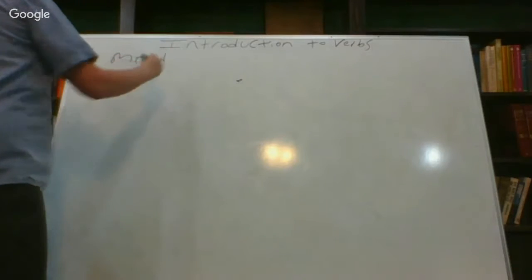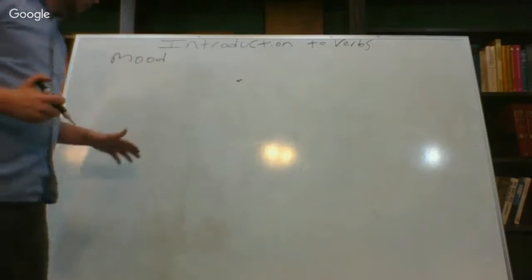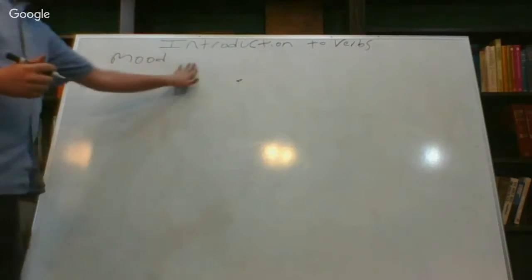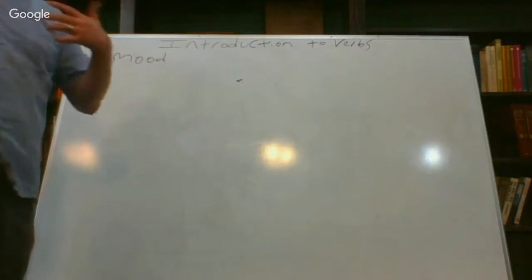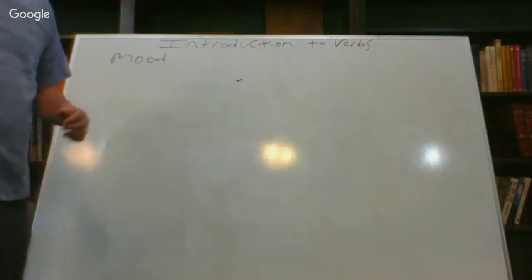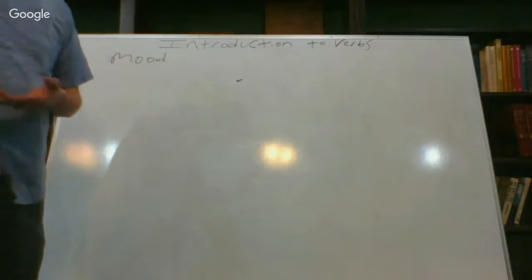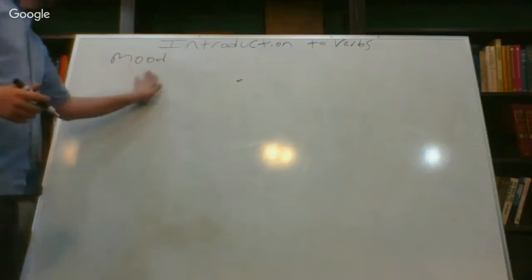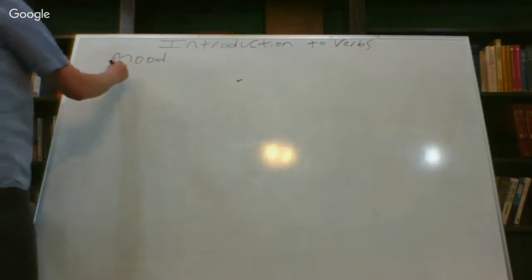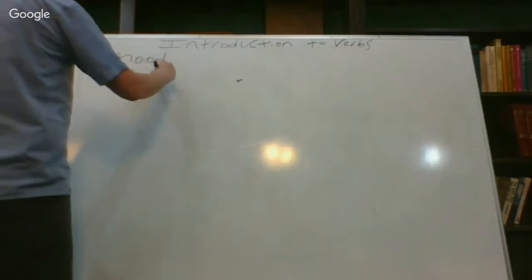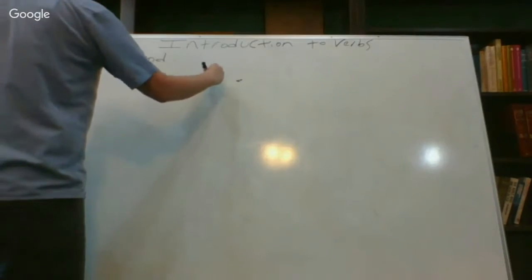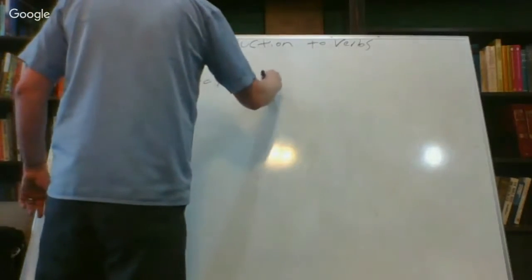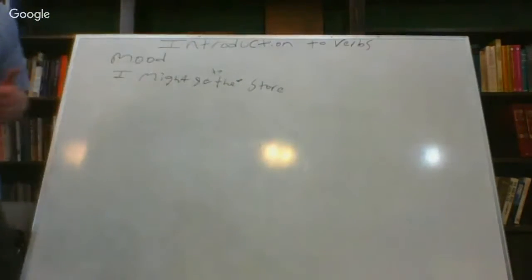Mood is the general, not feeling, but aspect of the verb. So we typically talk and speak in the indicative. We ask questions in the indicative. "I am going to the store" is an indicative mood. Or I could say, "I might go to the store." So this is a subjunctive mood. It's a mood of possibility.